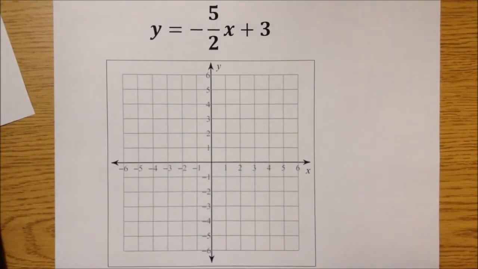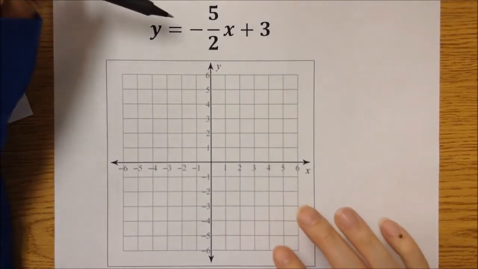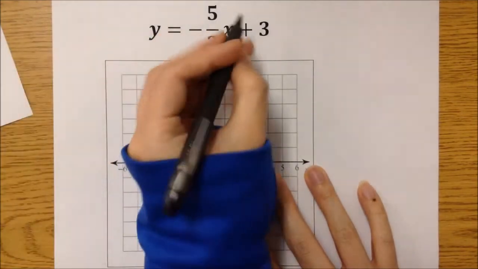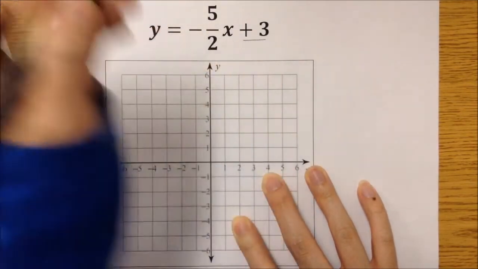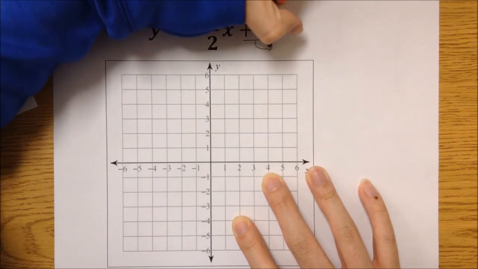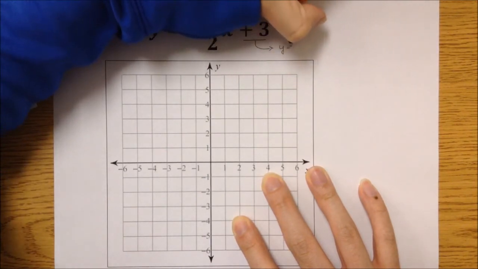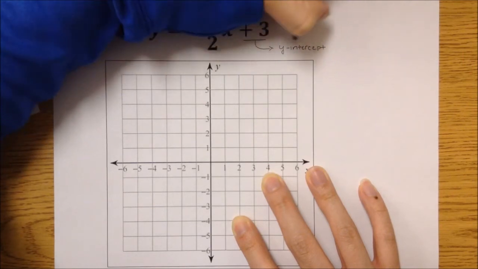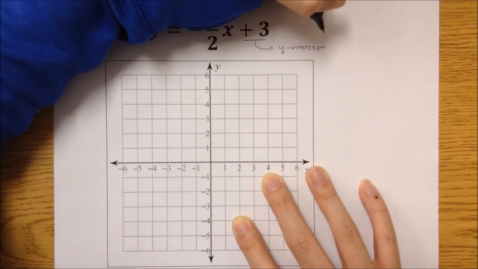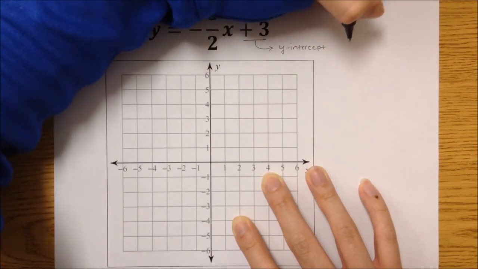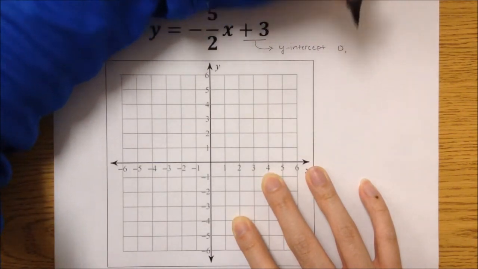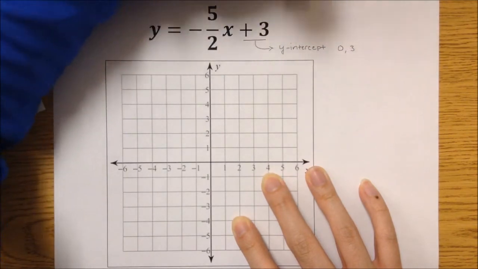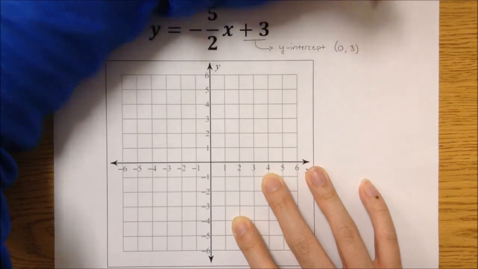Alright, in our second example, we have y equals negative 5 over 2x plus 3. The first thing we're going to do is identify the y-intercept. Again, the y-intercept is always a coordinate point. The x is always 0, comma, then the y value, positive 3 since it's a plus 3. So that's our y-intercept.